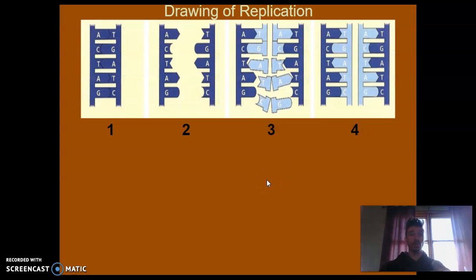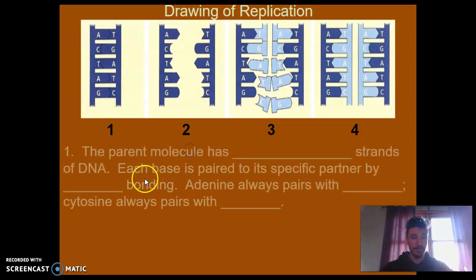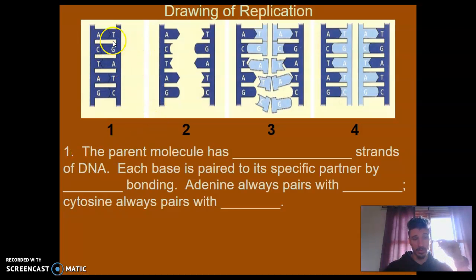Okay, so if we draw replication out real simply, we're going to learn it to a little bit more complex of a degree, but this is for our baseline knowledge. What I really just, if you leave here today with nothing, I want you to leave here with this. All right, baseline. So the parent molecule or the DNA molecule in panel 1 has two complementary strands of DNA. Here is one and here is the other. Each base is paired to its specific partner by hydrogen bonds. Adenine pairs with, that's right, thymine, and cytosine always pairs with, yep, you got it, guanine.